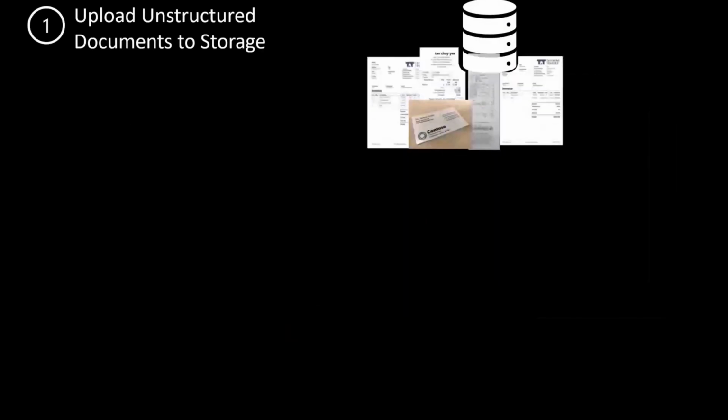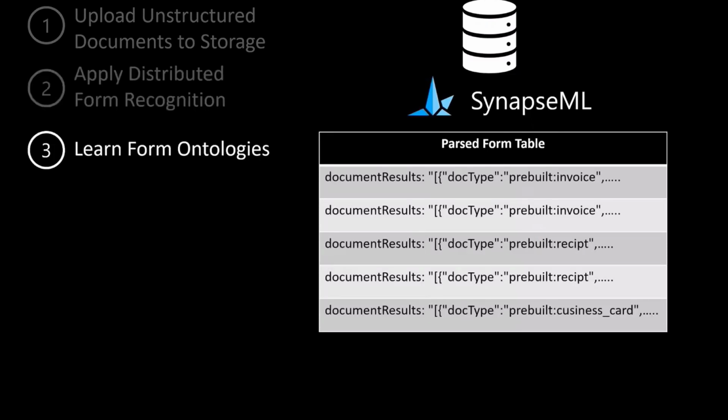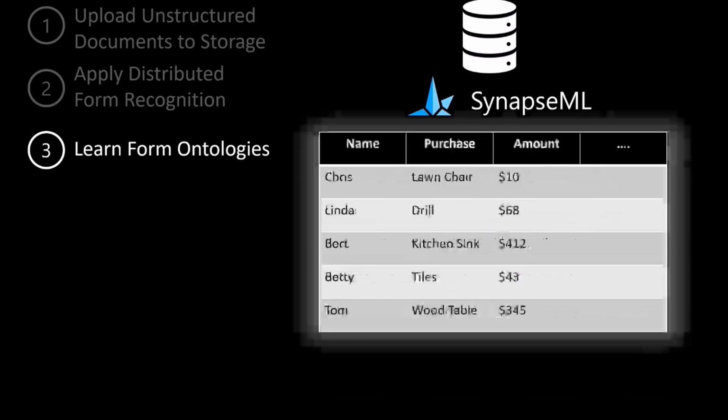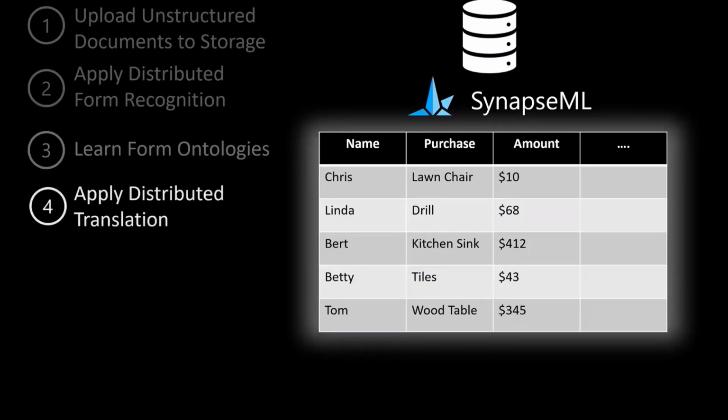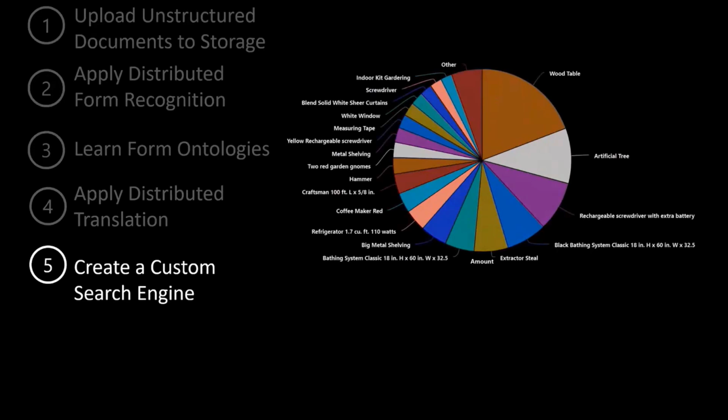So we'll start with uploading some unstructured documents to storage, like receipts. Then we'll apply form recognition. This is actually something that is well known from SynapseML. Then we will learn from ontologies to make sure we flatten JSON responses from form recognition into some meaningful tables. And then we will apply distributed translation to make sure that our document attributes are translated. And then we create a custom search engine with some fancy emojis using OpenAI.